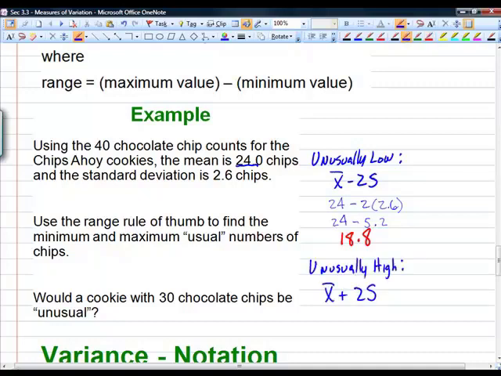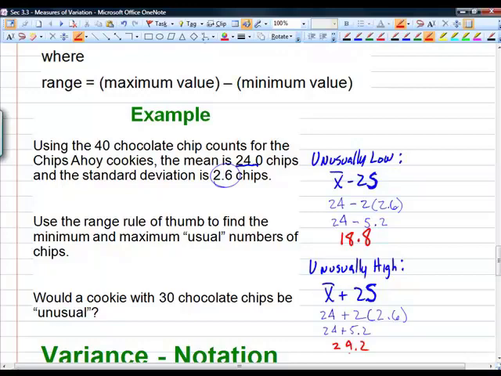This is an s, not a 5. That's a standard deviation. Okay, handwriting's getting me. So the mean here is 24, and 2 times the standard deviation of 2.6 is 5.2. So that's 24 plus 5.2, and that would be 29.2.